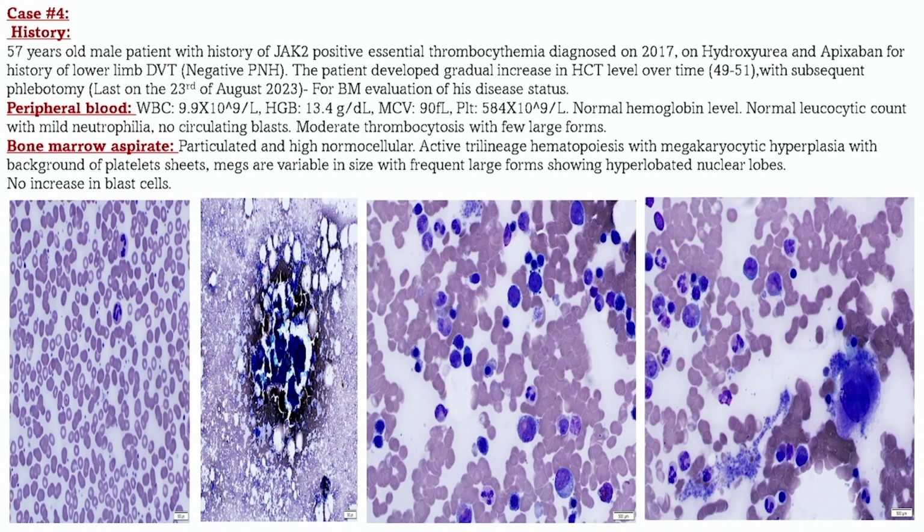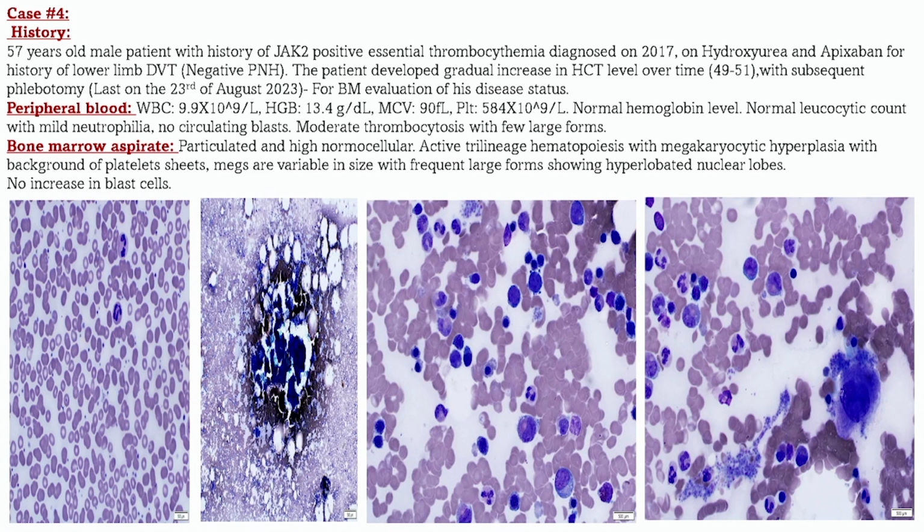Here, another patient is a case of 57 years, who came to our hospital again with JAK2 positive, but this one was diagnosed as essential thrombocythemia, with treatment hydroxyurea and apixaban due to DVT. This patient developed over time an increase in the hematocrit level, from 49 to 51, and each time there's an increase in hematocrit, they do phlebotomy and so on. He had a bone marrow with no change, so he came to our hospital to check. The last phlebotomy was on the 23rd of August 2023, and this is his peripheral blood.